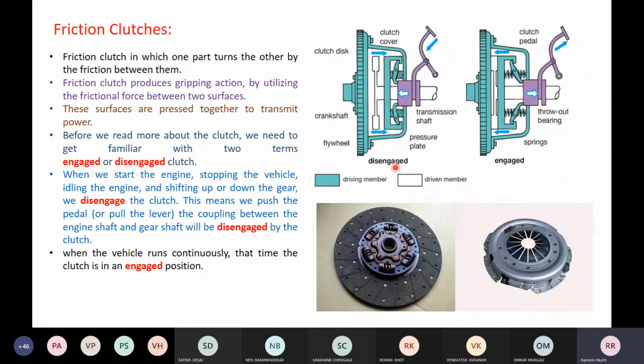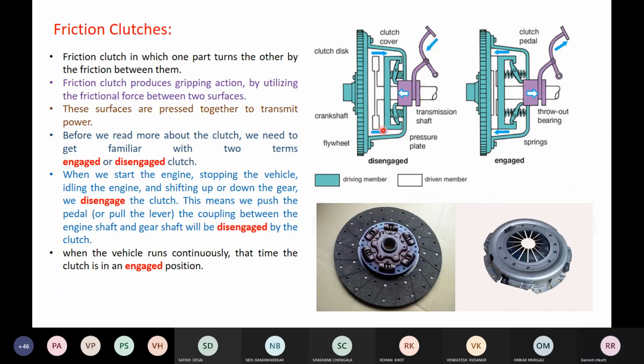For example, if the vehicle is moving at high speed, you are in the top gear, and suddenly some obstacle is there on the road. What will you do? You will downshift the gear. At that time you are going to disengage the clutch. How do you disengage? Here you can see that you push the pedal. In a car or truck, you push the pedal, or you pull the lever in bikes.